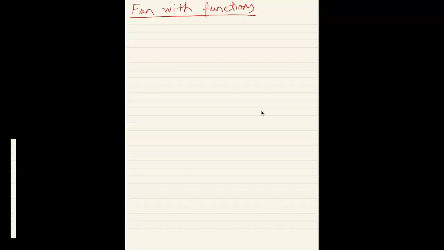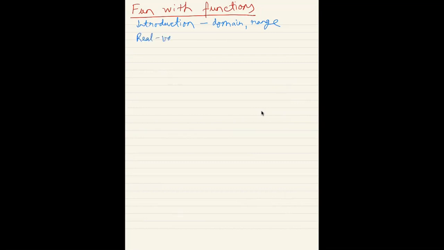Hello everyone. Today we will be talking about the concept of functions. We will be doing a brief introduction to what functions are all about, what's the main idea behind functions. We will be looking at terms such as domain of a function, range of a function, and a few other terms. We will mostly be focusing on what are called real valued functions. However, I will also give you a flavor of what it means to talk about more generic functions.